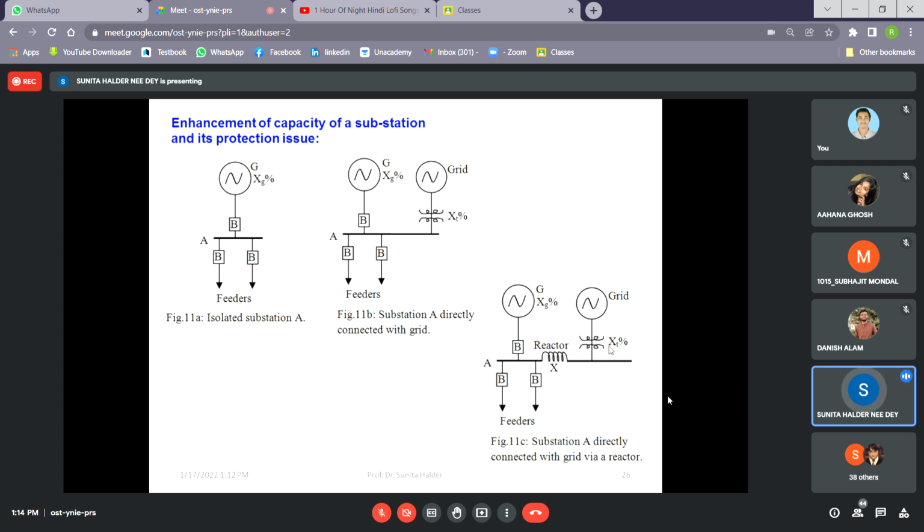So in that way, using the reactor, we can enhance the capacity of a substation without replacing its circuit breaker. Because if we replace the circuit breaker, we can do it at any time, but it will involve high cost. So it is better to use the old breakers, but with a reactor. In that case, the cost involvement will be lower as compared to the replacement of all three breakers.